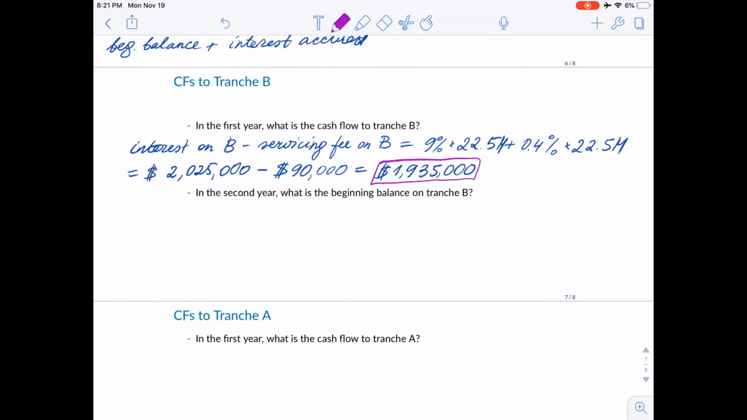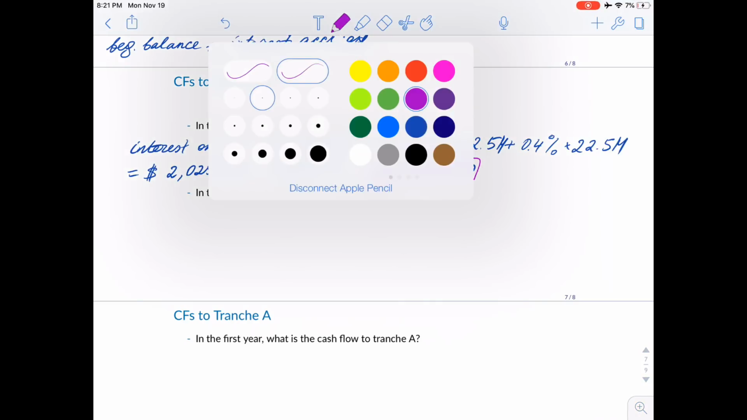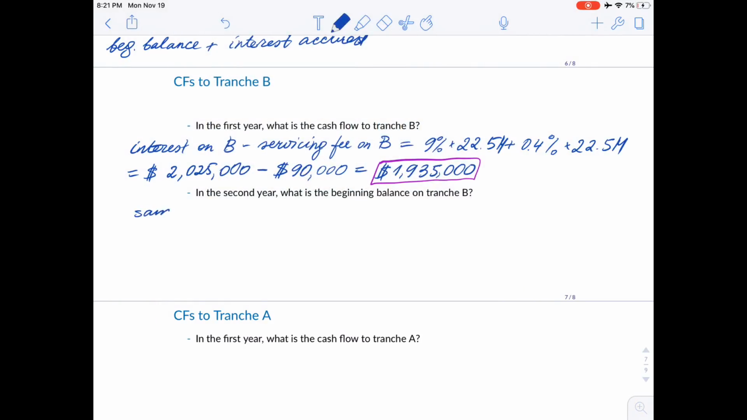All right, in the second year, what is the beginning balance on tranche B? The beginning balance on tranche B, let me just plug in my iPad. Sorry about that. The beginning balance on tranche B is going to be the same, right? Because nothing changed to the principal in tranche B. So the principal wasn't repaid and no interest accrued because the entire interest was paid out in the first year. So the beginning balance in tranche B is actually the same as the old balance, which is $22.5 million.